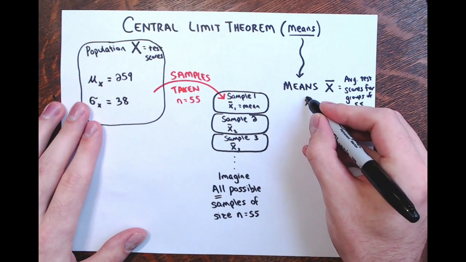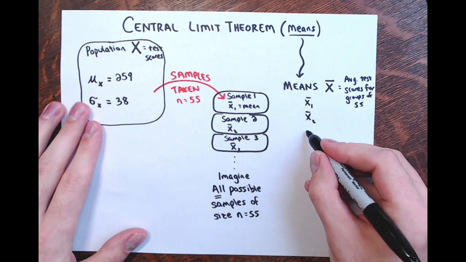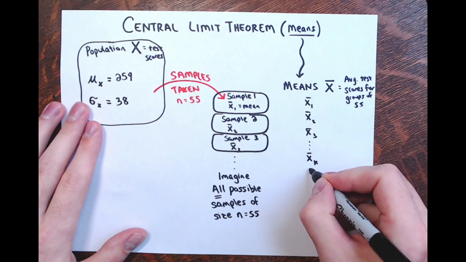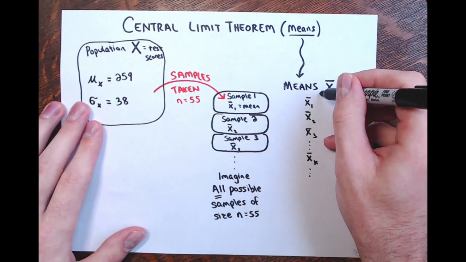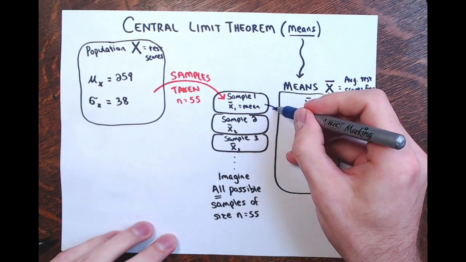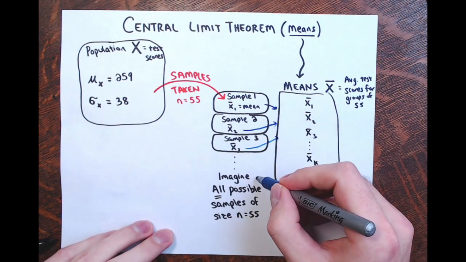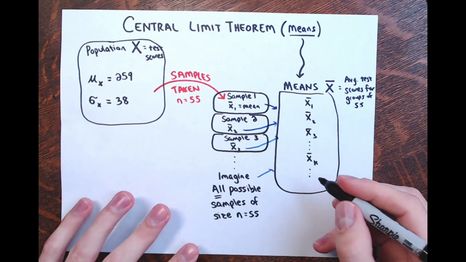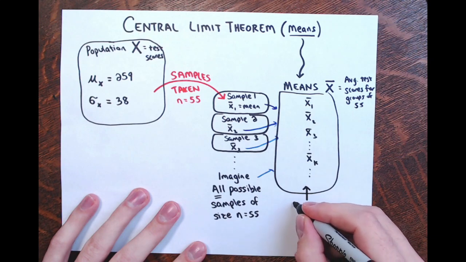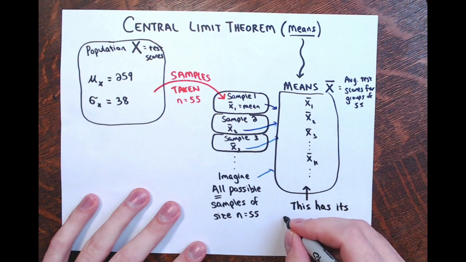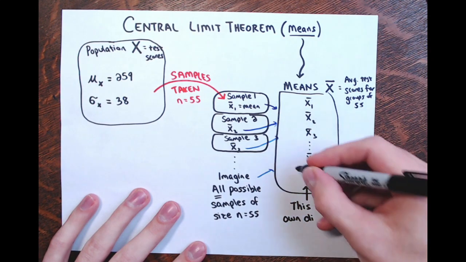So I have x bar number 1, x bar number 2, x bar number 3, x bar sub k, and so on. And I get this new group. We're taking these sample means and throwing them into a new group called X bar. The original population, X. This group of sample means, X bar. This has its own distribution. This group of means.